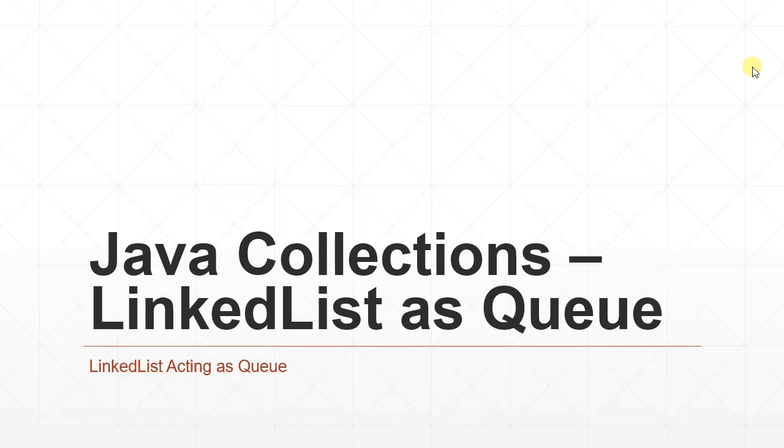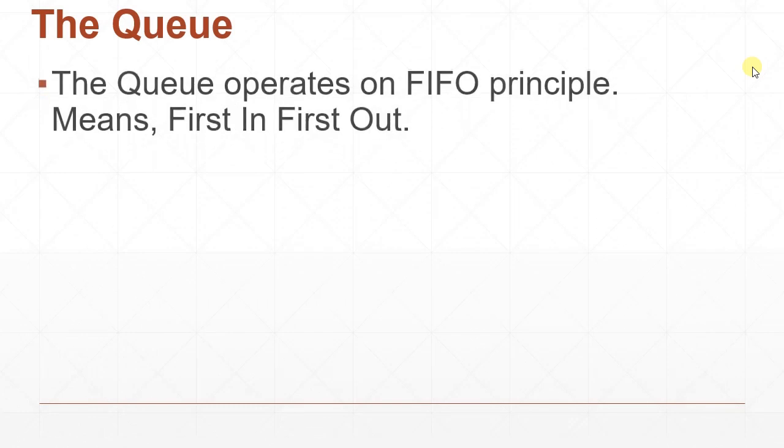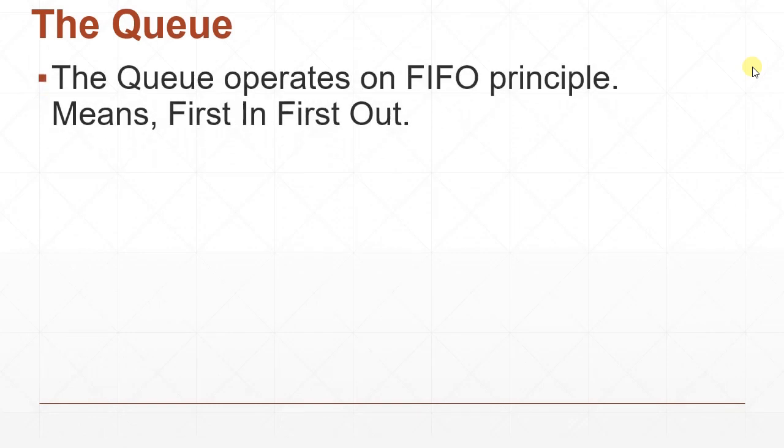Hello friends, in this video we are going to see how to use a linked list as a queue. First, let us talk about the queue. The queue operates on the FIFO principle. This means first in, first out principle.